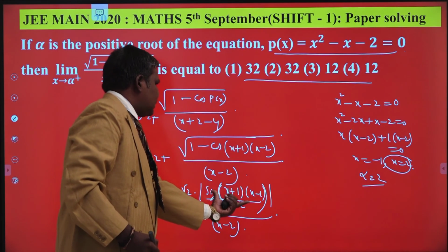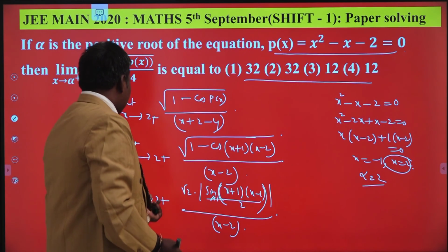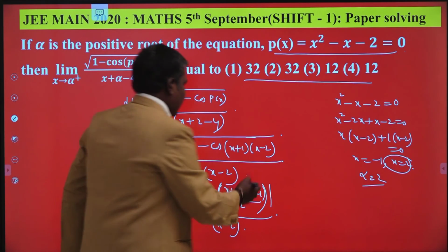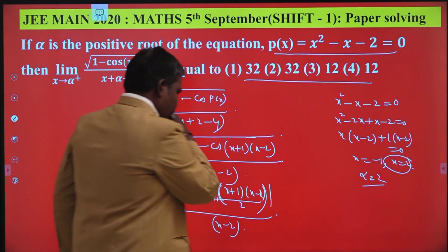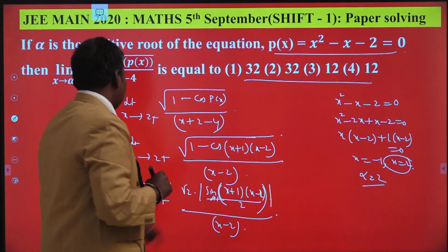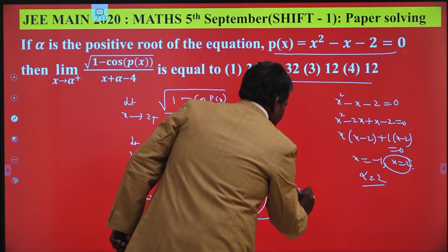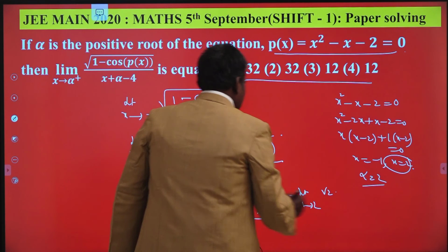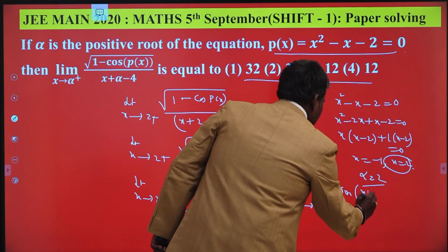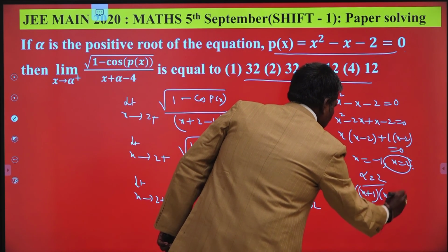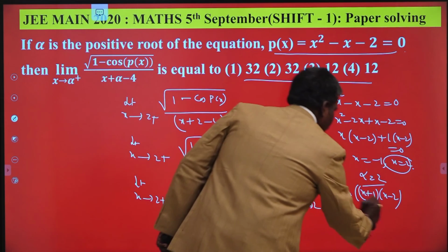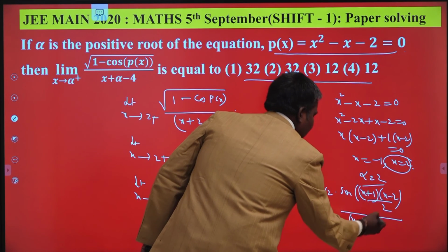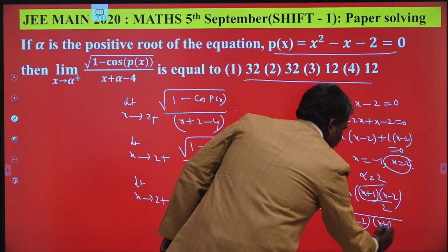Now my question is, is its modulus value positive or negative? For 2 plus, this is (x plus 1) into (x minus 2). For 2 plus, this is the positive value. So this is nothing but limit x tends to 2 of root 2 times sine of (x plus 1) into (x minus 2) by 2, whole divided by x minus 2. I am multiplying and dividing with (x plus 1) by 2.